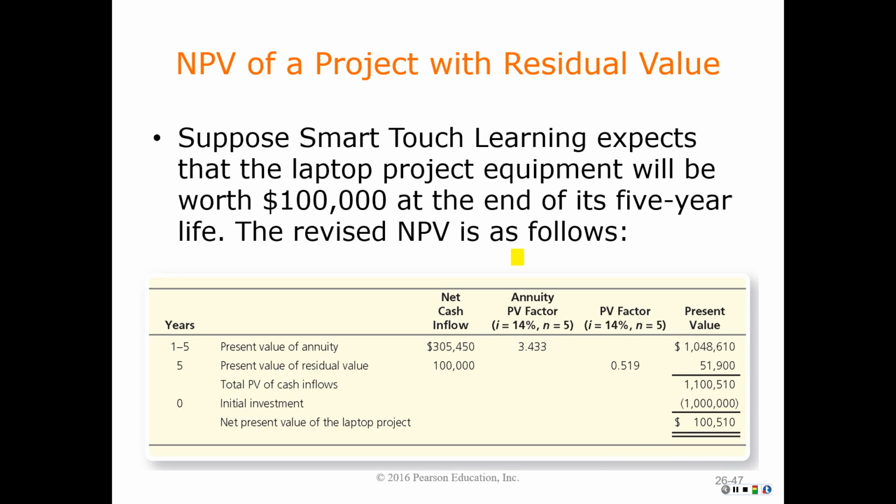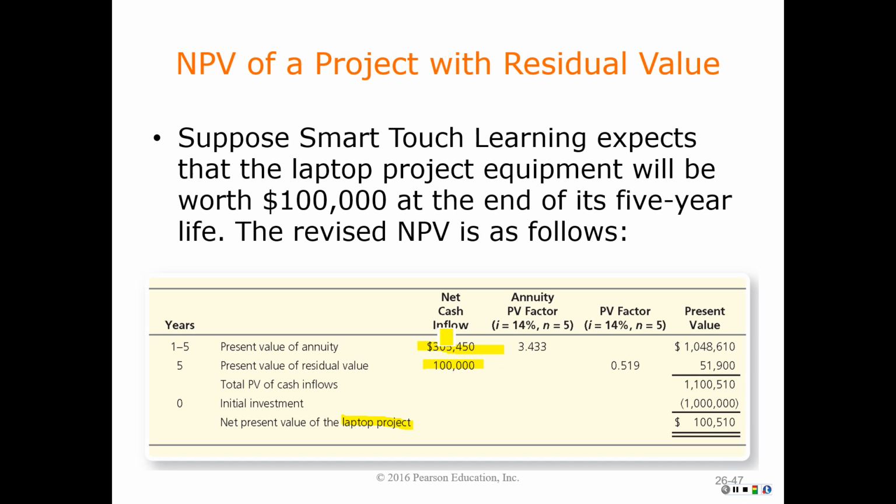Let's assume that out of this project that we're going to be investing $1 million in, it will have a residual value of $100,000 at the end of its 5-year life. Now we have to take that cash, that is a possible cash flow also, and we need to take it into consideration. So if we go back to our laptop project where we had cash inflows of $305,450 a year for 5 years at 14%, we calculated the $1,048,610. Now I need to know, okay, the present value of $100,000.